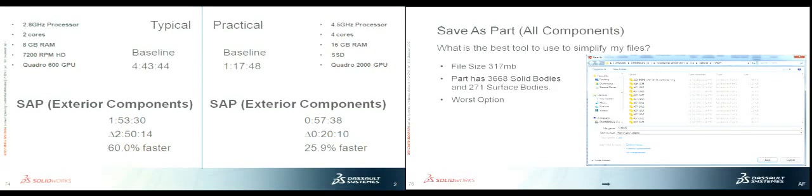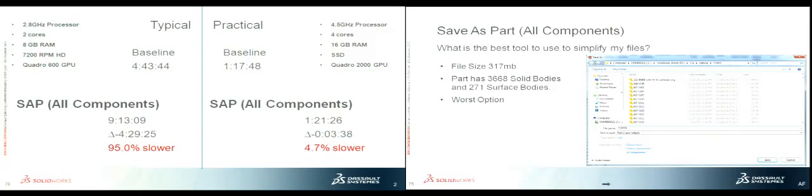The last one, save as part with all components. And we were a little confused by this one. We end up with a file size of 317 megabytes and 3,700 solid bodies with 271 surface bodies. Now, this is the worst option. We can see how that would happen, but what we can't see is how it would do that to us. 95% slower in our typical and 4.7% slower in our practical. That's just ugly, okay?